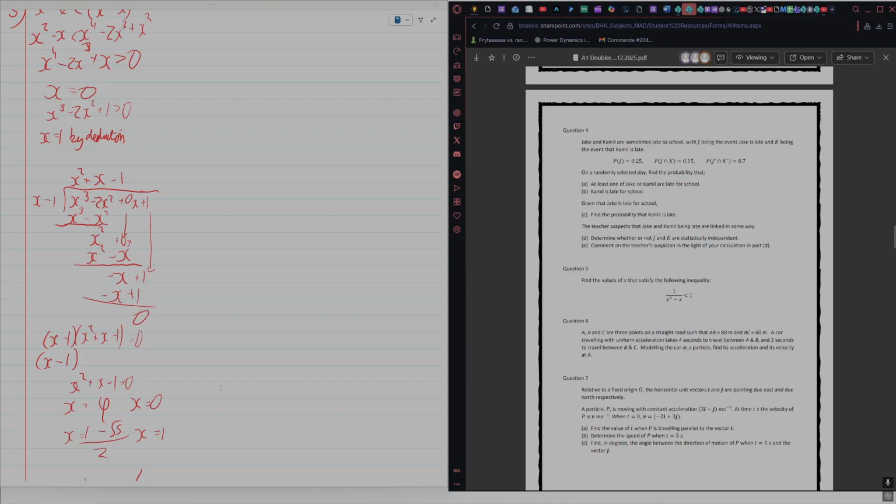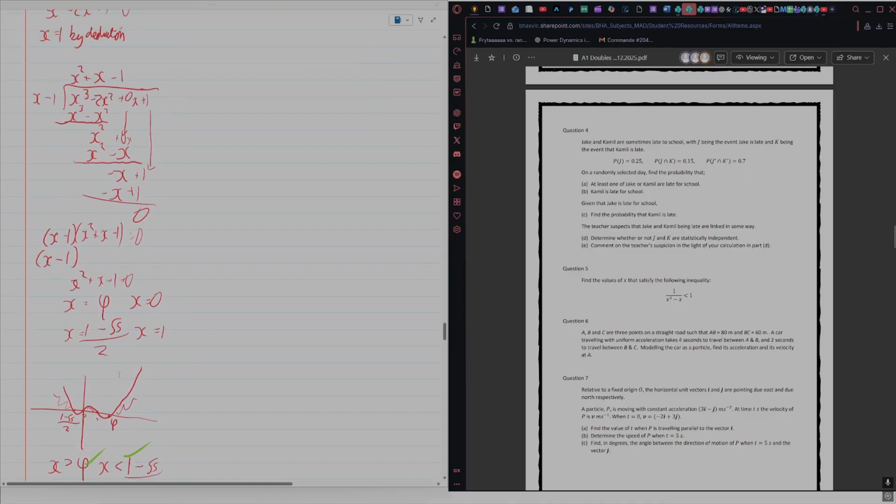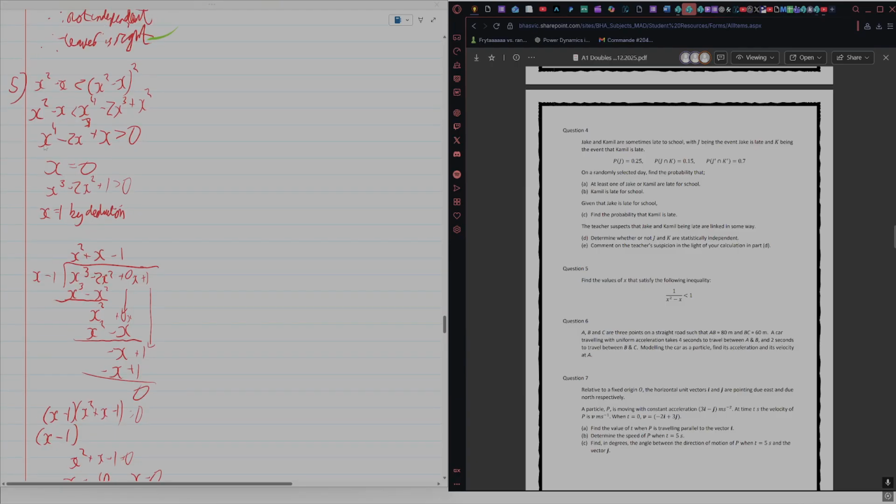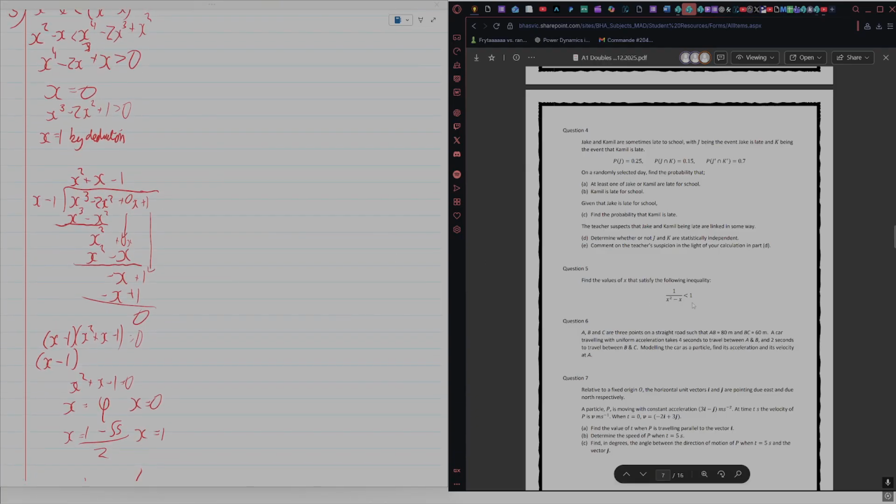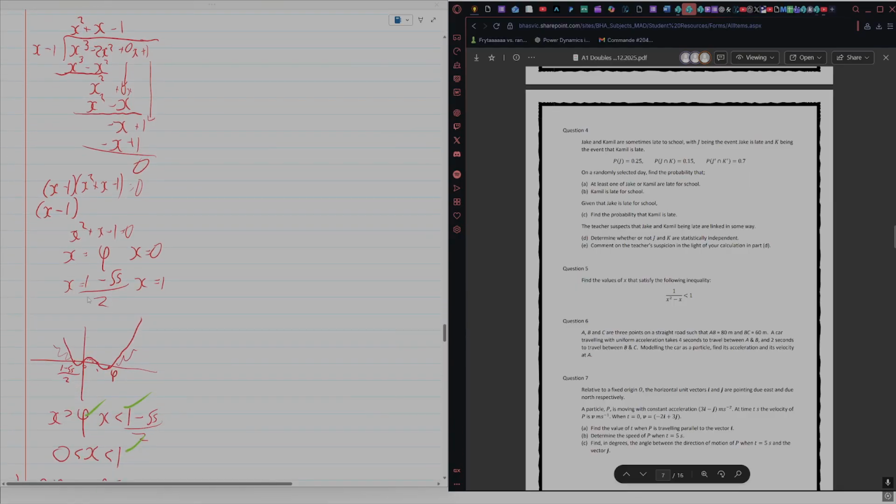So you get these solutions, and then I drew out the quartic. The equation that I got was x to the 4 minus 2x cubed plus x is greater than 0. Even though here it says less than 1, this is just equivalent to this equation, so this expression is greater than 0. I drew out the quartic with all the solutions that I found. It's greater than 0 when x is less than 1 minus root 5 over 2, when it's greater than 1 plus root 5 over 2, or in between 0 and 1. And those are your inequalities.